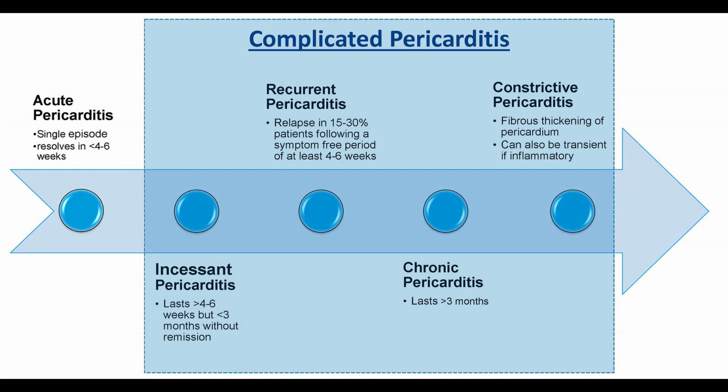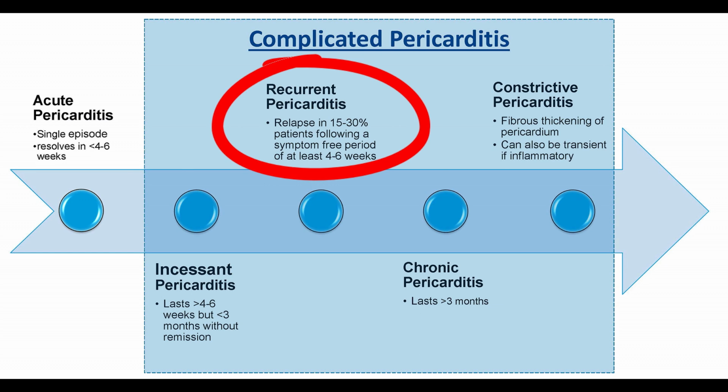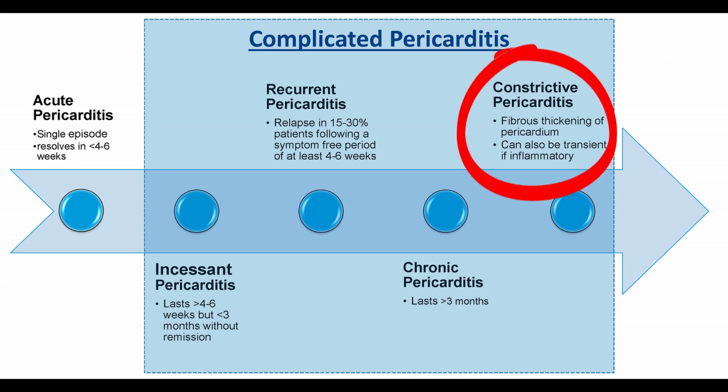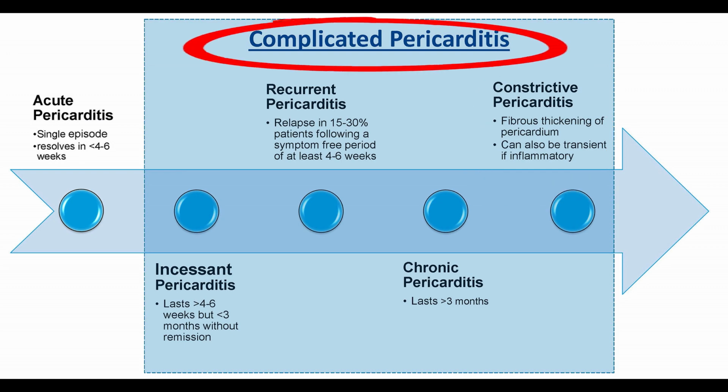Now, the treatment of pericarditis is guided by staging, and there are 2 main categories here. If a patient has a first episode of pericarditis and the symptom duration is less than 4 to 6 weeks, then they are categorized as acute pericarditis. The remainder of patients with incessant pericarditis that lasts for more than 4 to 6 weeks, chronic pericarditis that lasts more than 3 months, recurrent pericarditis where they have a relapse of symptoms after a symptom-free period of 4 to 6 weeks, or constrictive pericarditis, which can be chronic or can be part of an acute episode. All these stages are grouped into complicated pericarditis.